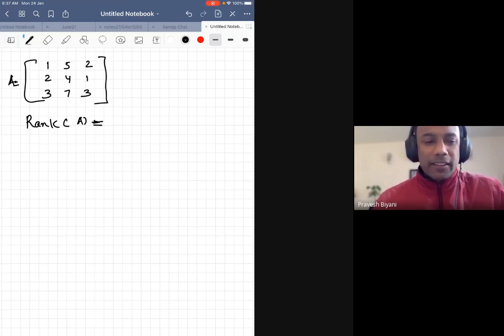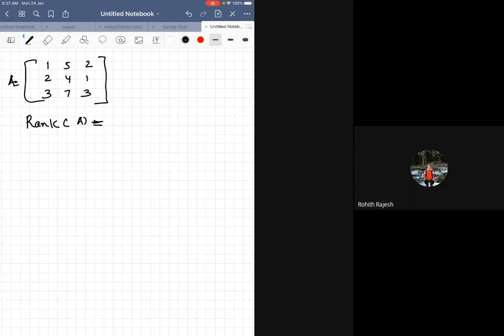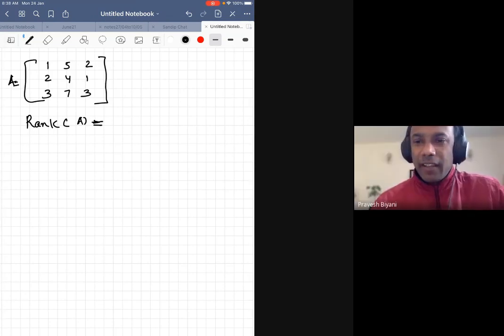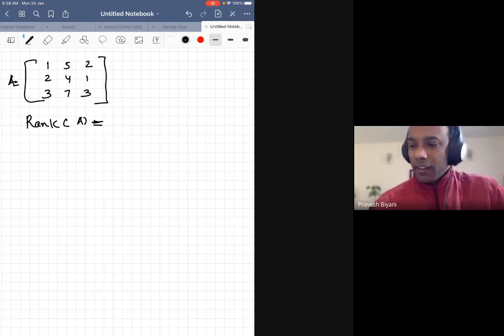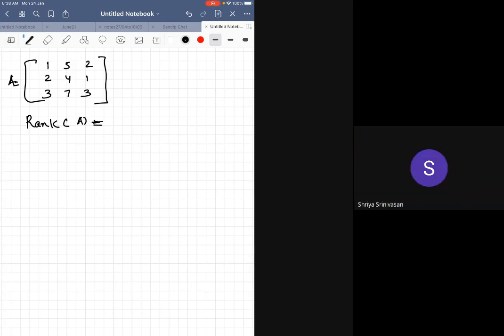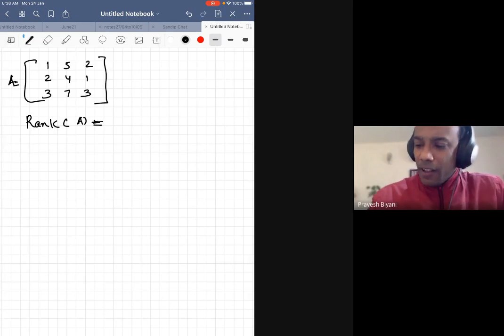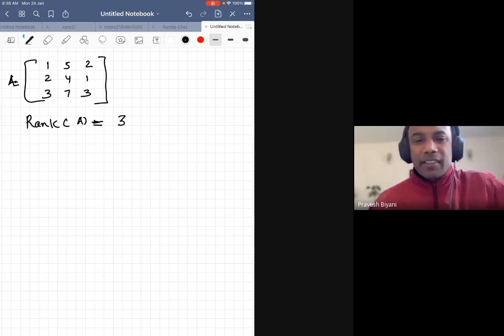Yes, sir, 3. 3, okay. Anybody, Divanshu? Yes, sir, it should be 3. Shreya Srinivasan, 3. It's 3, okay. So yeah, the rank of this matrix is 3. It's clear that none of the columns depends on the rest of the columns. That means I can't write any column as a linear combination of the rest of the columns.